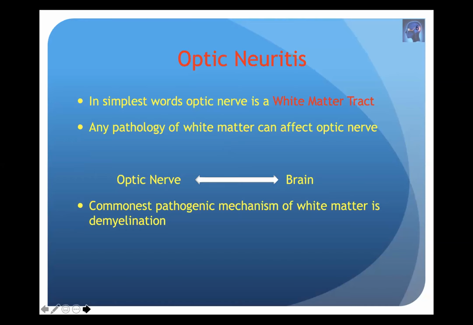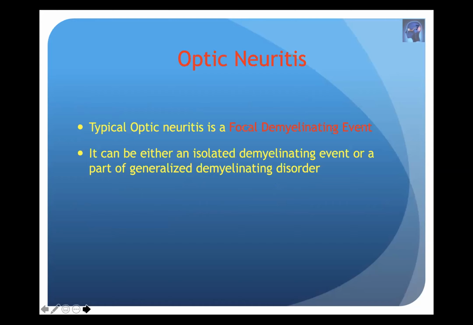The spread of disease can be bidirectional. What I mean is that white matter disease starting in the brain can involve optic nerve later on, such as multiple sclerosis, or the disease can start in optic nerve and later on spread to brain, such as neuromyelitis optica. The commonest pathogenic mechanism of white matter is demyelination. Typical optic neuritis is a focal demyelinating event. It can be either an isolated demyelinating event or a part of generalized demyelinating disorder.